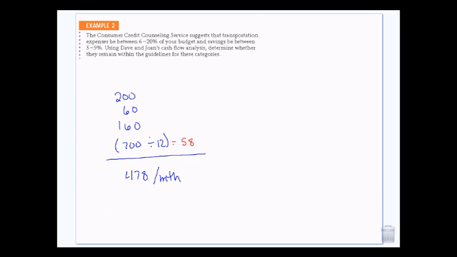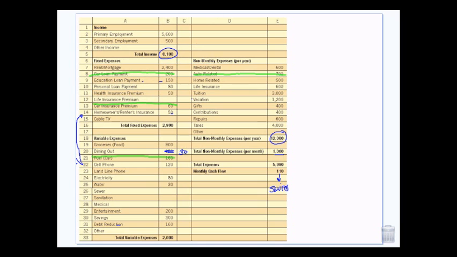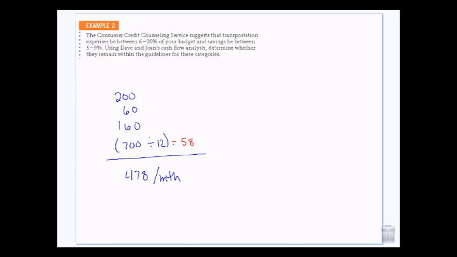Their total income is 61,000. This says it should be 6 to 20% of your budget. Well, my budget is 61,000, so I'm going to take that 478 and divide it by 61,000. I said 61,000, it's 6,100. And it is 7.8% of the budget. So they're within their guidelines.